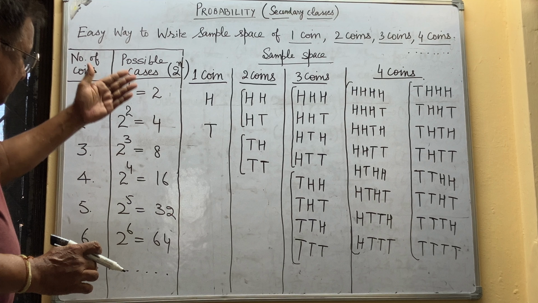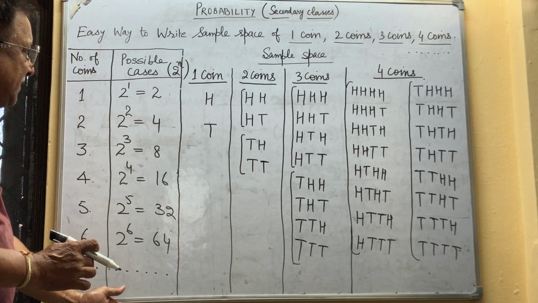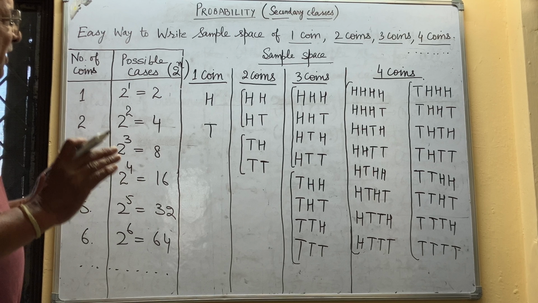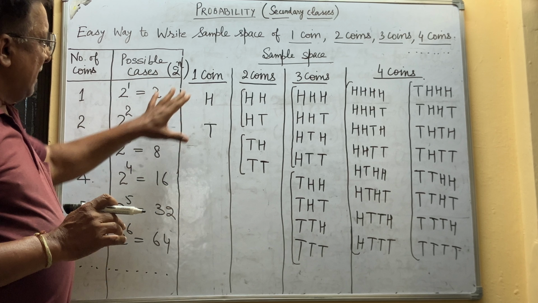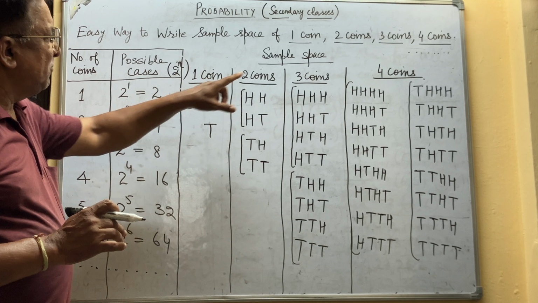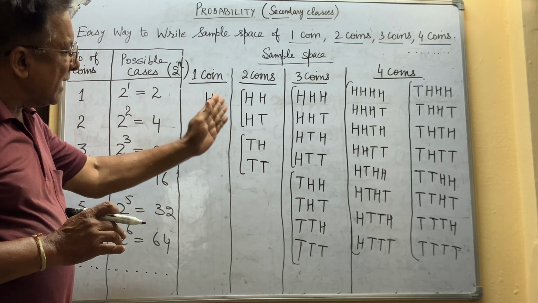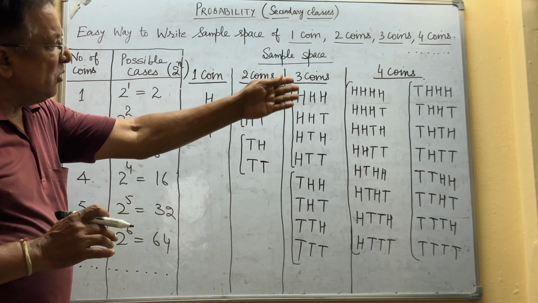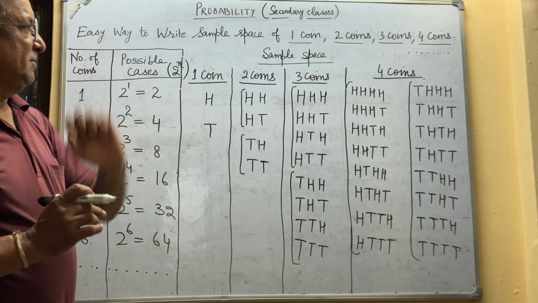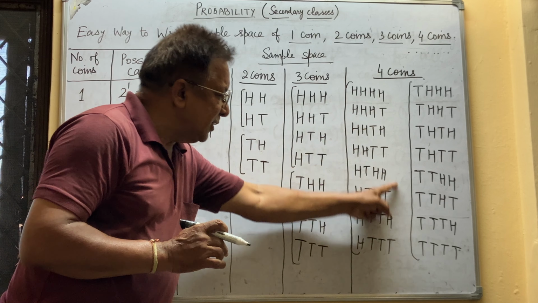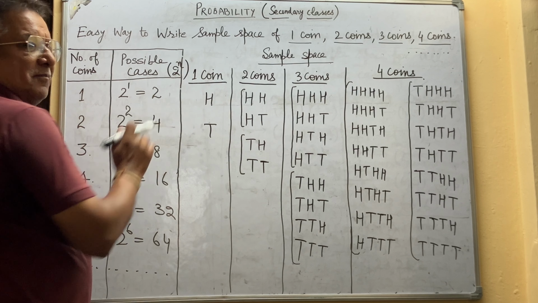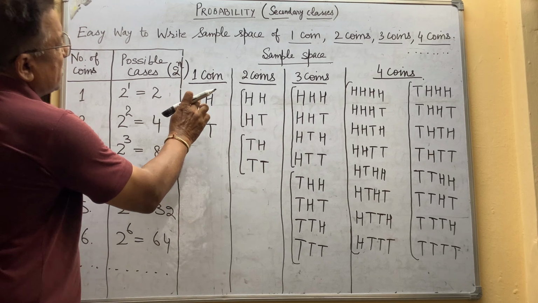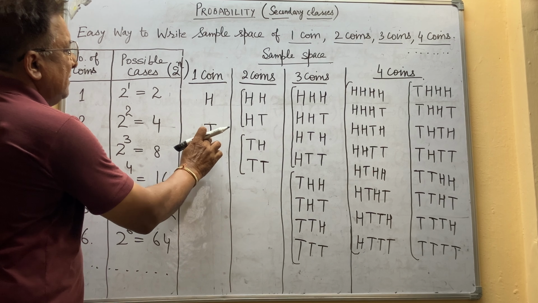We can go beyond it. But there is very simple way to write sample space. I have written sample space for 4 coins. You can write up to 8 coins, 10 coins or so on. But this number go on increasing. If I toss 1 coin, then there are 2 possible cases, head, tail.